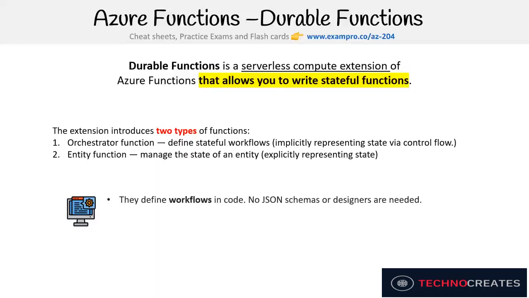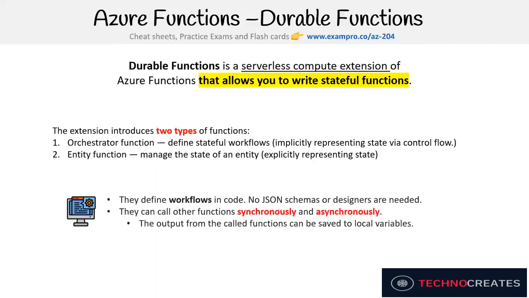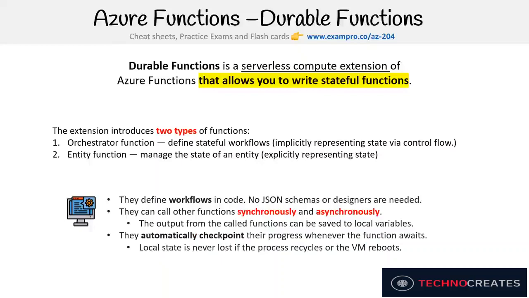But honestly, I would like one, because other providers like AWS have no-code solutions. So it's kind of weird. They try to make it sound like an advantage, but it isn't really an advantage. They can call out functions synchronously and asynchronously. The output from the called functions can be saved to local variables. They automatically checkpoint their progress whenever the function awaits. Local state is never lost if the process recycles or the VM reboots.